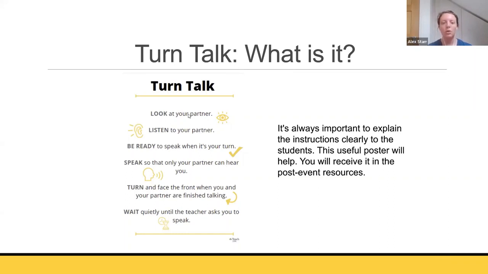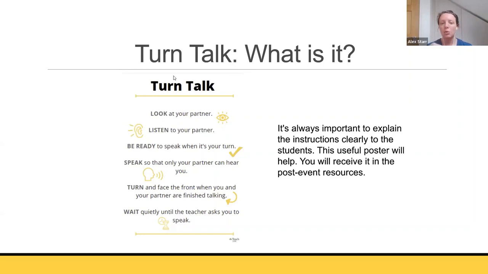So look at your partner. So for example, you've got them in pairs. Look at your partner. Listen to your partner. It's no good if the two people in the pairs are simply talking over each other. Be ready to speak when it's your turn. So think about what you're going to say whilst listening to the other person, and then be ready to say those words.